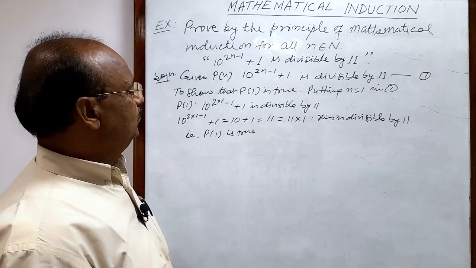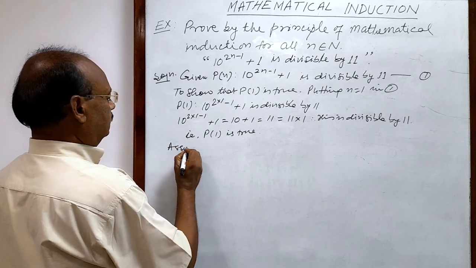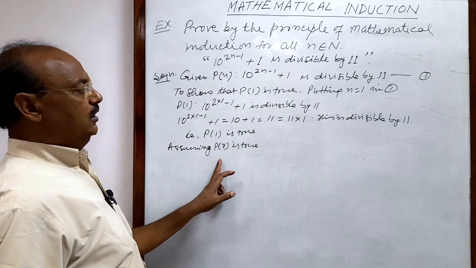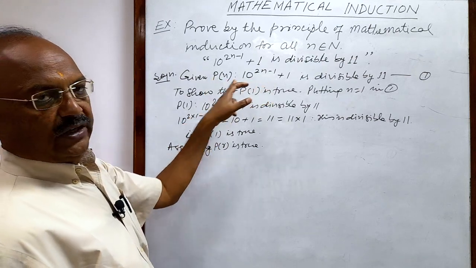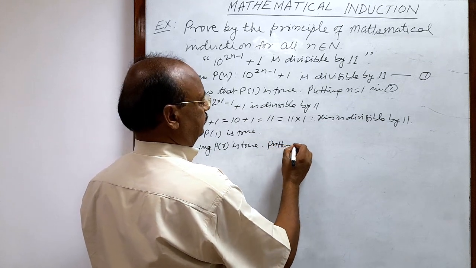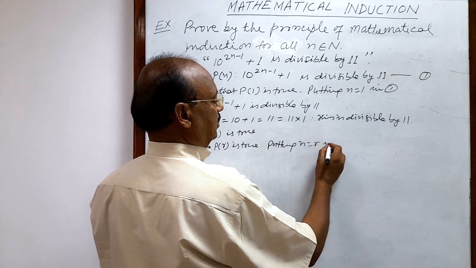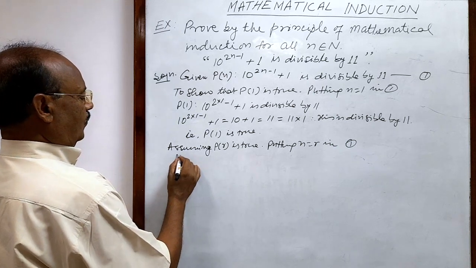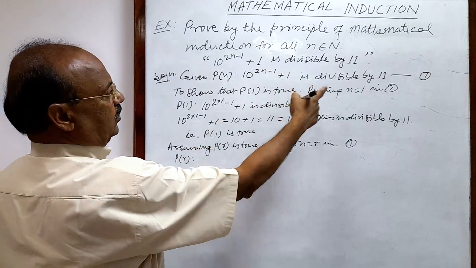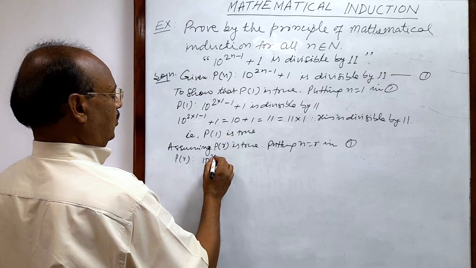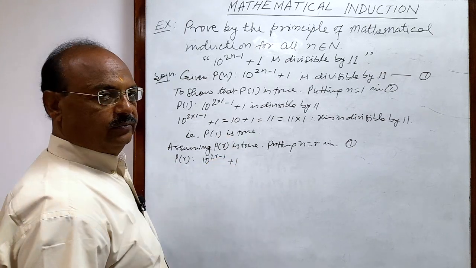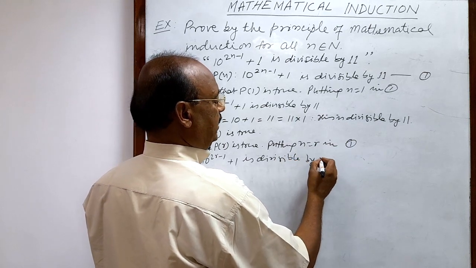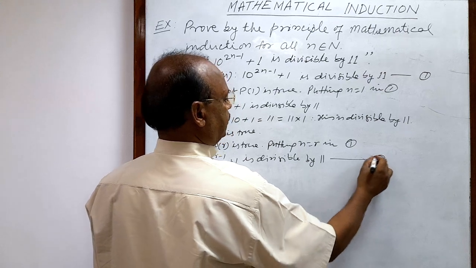Second step, we assume that PR is true. How will we get PR? Putting n equal to R in relation number 1. So we get PR: 10 to the power 2R minus 1 plus 1 is divisible by 11. Let us call it relation number 2.